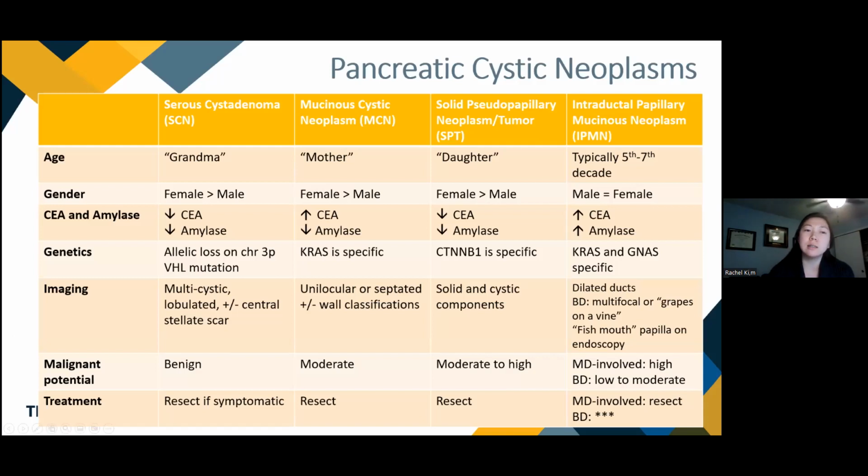And then going on to cystic neoplasms. So these are the 4 common neoplasms that you'll be asked to differentiate between. A serous cystadenoma is the most common benign, and it has a low CEA and amylase level. All the others have some malignant potential, and so therefore they have indications to resect depending on some other characteristics. MCNs and solid pseudopapillary neoplasms typically resect. Serous cystadenomas, you only resect if they're symptomatic.